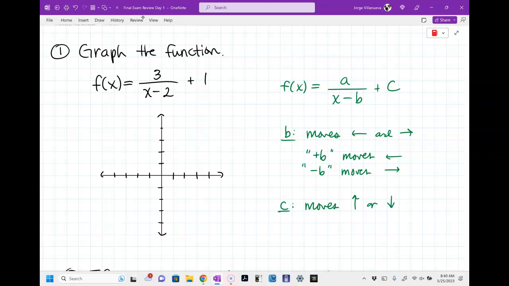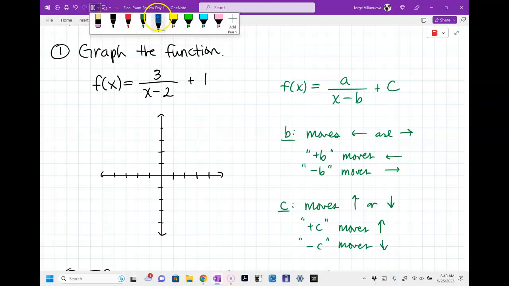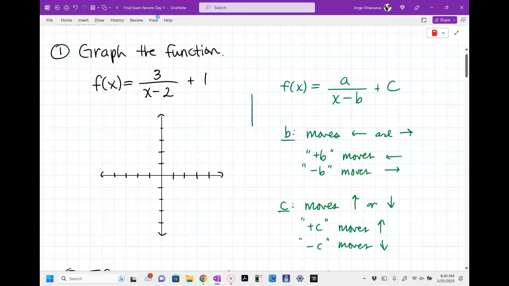So c moves up and down. A plus c goes up. A minus c goes down. Okay, so a plus c moves up. A minus c moves down. Okay. Now the other question is, well, what do these graphs look like? Well, these are called reciprocal functions, okay? And reciprocal functions tend to look like this.